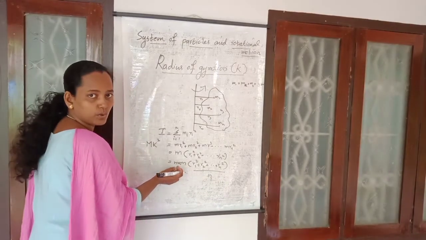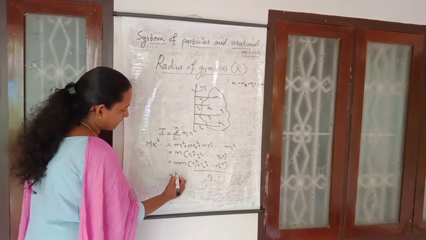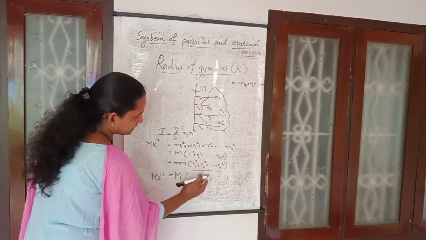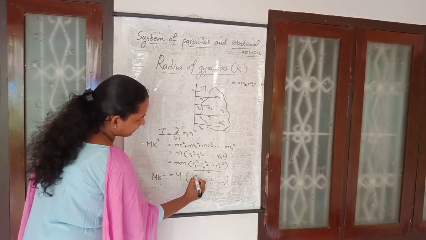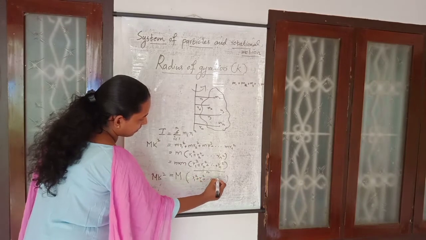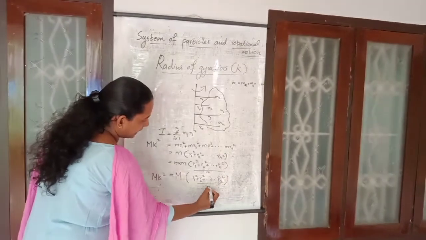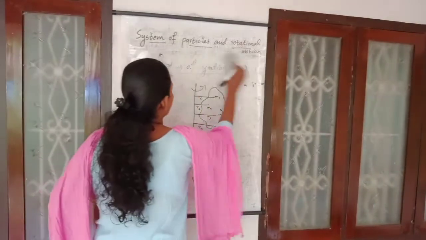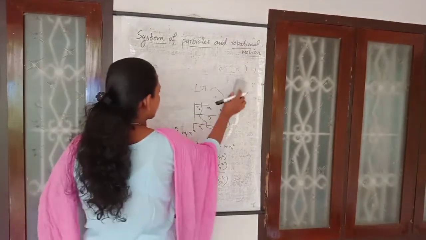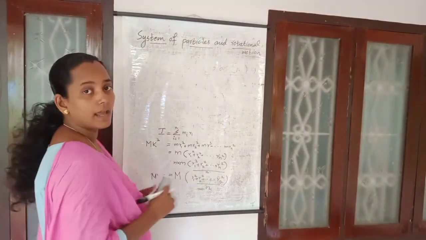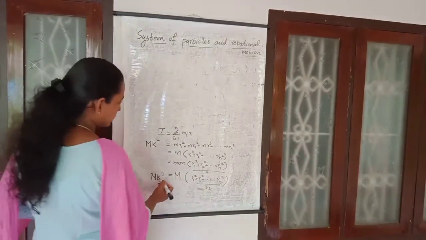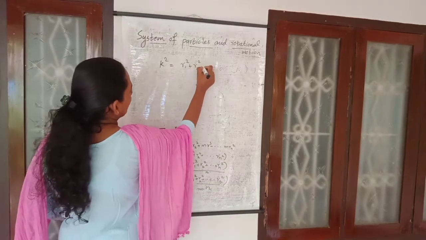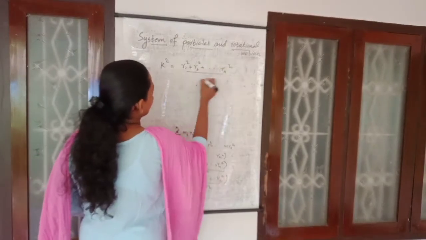If you multiply that with the total number of particles, you will get the total mass into this bracket, r1 square plus r2 square plus etc. of rn square divided by n. So while comparing these two formulas, what does k stand for? Radius of gyration, which gives the measure of the distribution of the particles about the axis of rotation. So k square is equal to r1 square plus r2 square plus etc. of rn square divided by n.